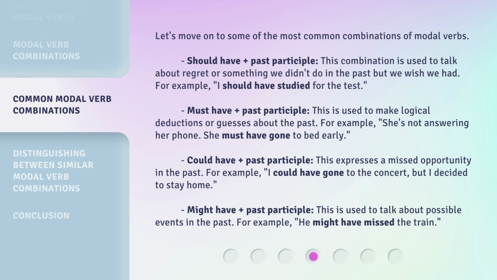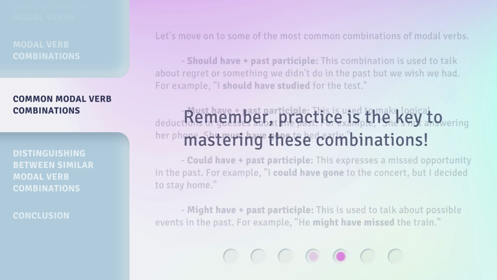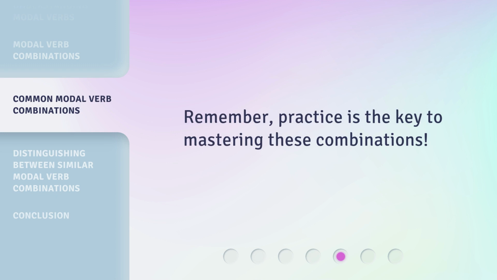Could have plus past participle. This expresses a missed opportunity in the past. For example, I could have gone to the concert, but I decided to stay home. Might have plus past participle. This is used to talk about possible events in the past. For example, he might have missed the train. Remember, practice is the key to mastering these combinations.